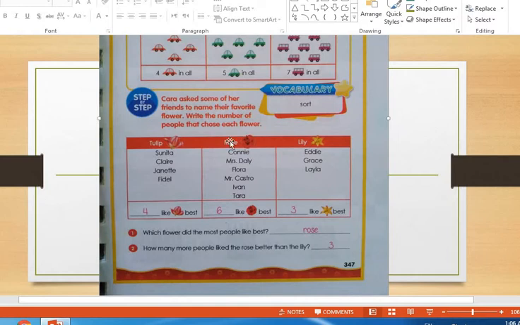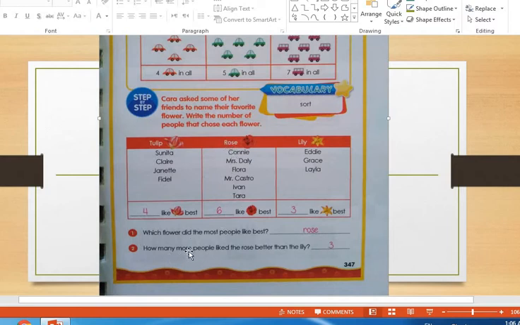According to what people chose the best. Which flower did the most people like best? Most people like best what here? As we see, the rose flower.